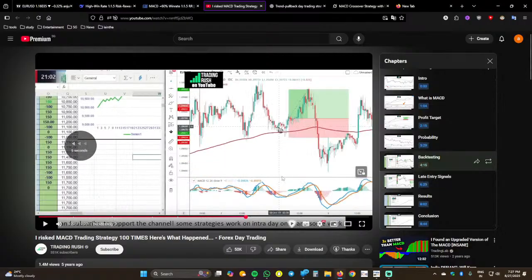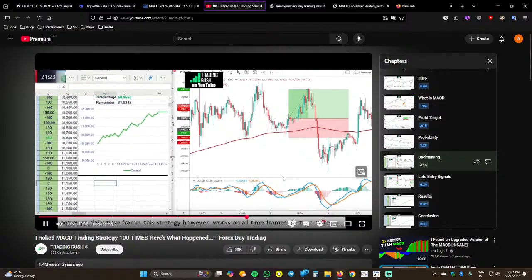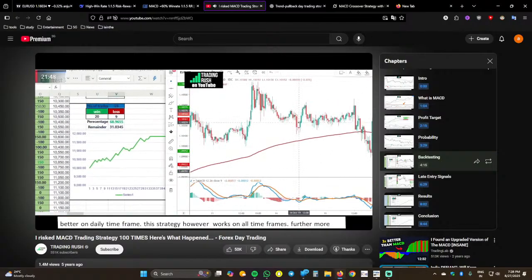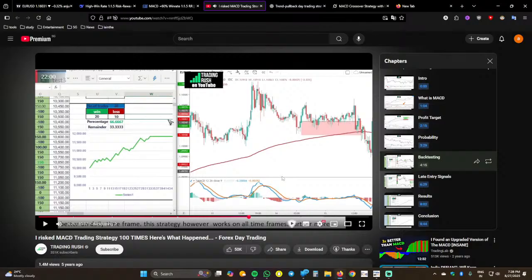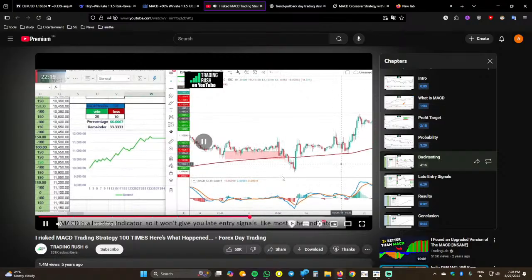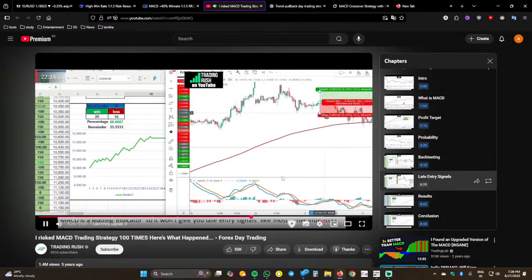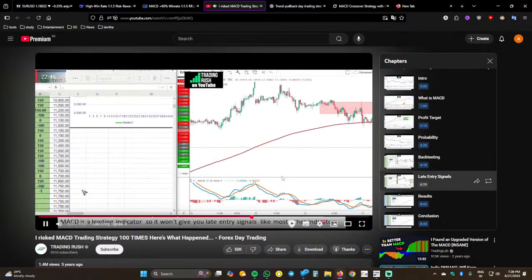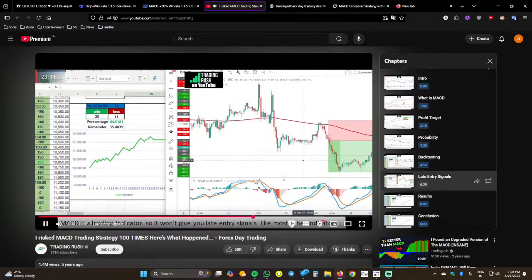Let me make sure. Some strategies work on intraday only, and some work better on the daily time frame. This strategy, however, works on all time frames. Furthermore, MACD is a leading indicator, so it won't give you late entry signals, like most other indicators do.